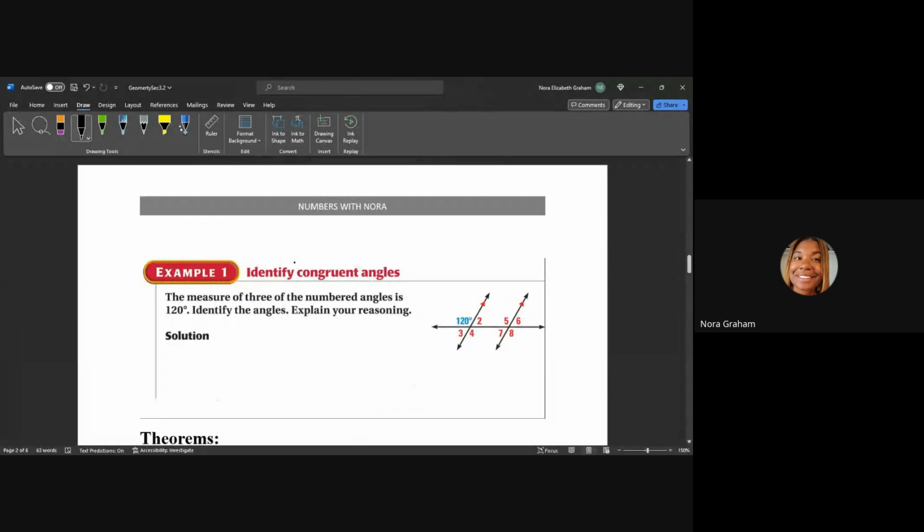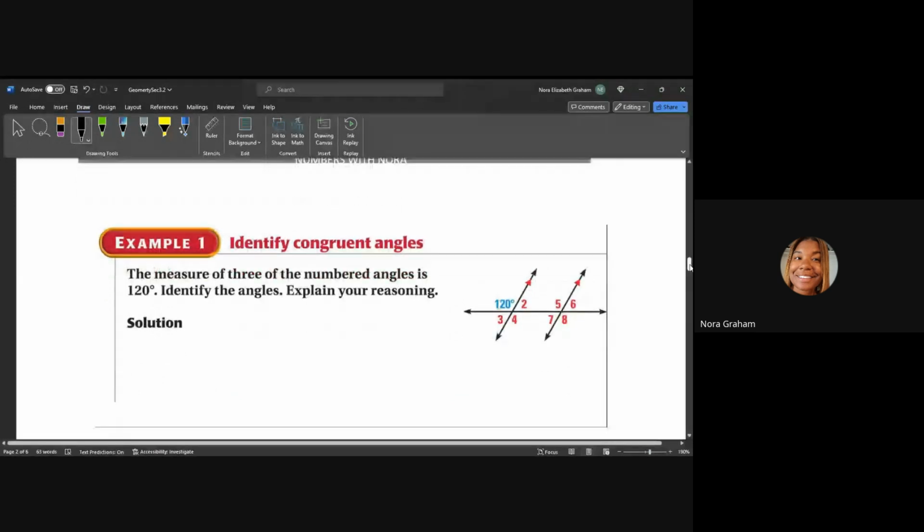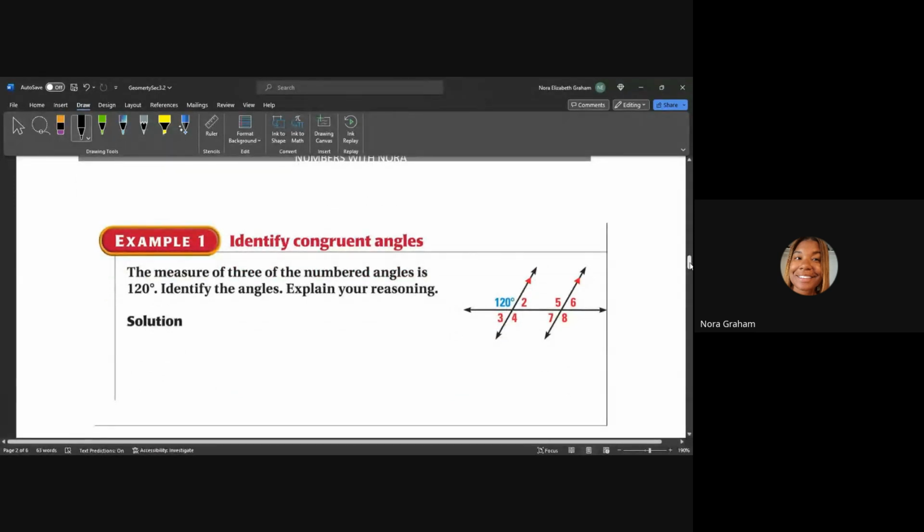Let's do example 1, where we're going to identify congruent angles. I'll zoom in so we can see a little bit better. So this one states the measure of 3 of the numbered angles is 120 degrees. Identify the angles. Explain your reasoning. All right. So as we see, this angle right here is 120.